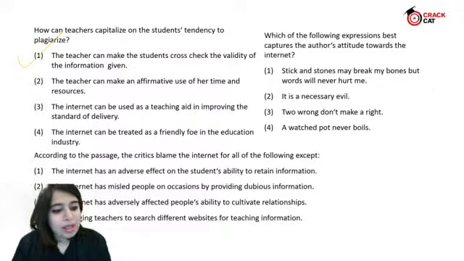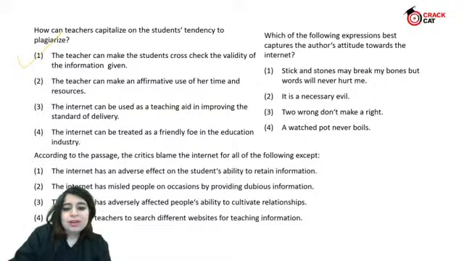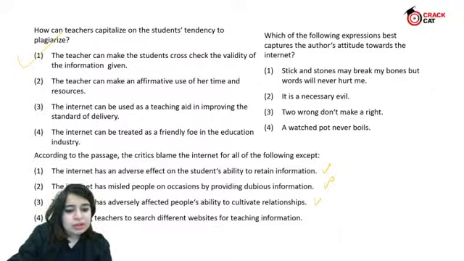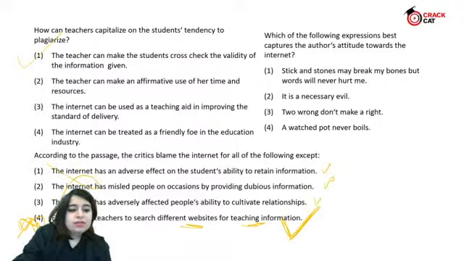So it says, according to the passage, the critics blame internet for all of the following except it has an adverse effect on students' ability to retain information. Yes. It has misled people by providing dubious information. Yes. Internet has adversely affected people's ability to cultivate relationships. Yes. But encouraging teachers to search different websites for teaching information, this is incorrect. This is not what has been mentioned. So this will be the correct answer. Rest of the options will not be. Let's look at the last question.